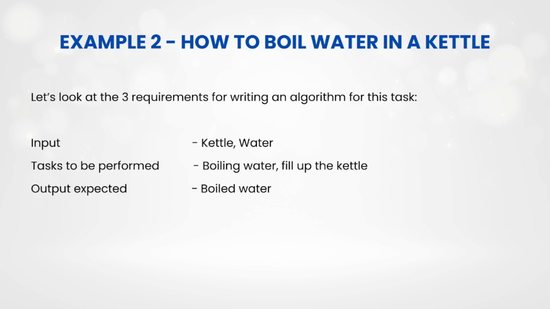Here's another example, this time with boiling water in a kettle. The input is the kettle and the water. The tasks are to fill up the kettle and boil the water, and the output is the boiled water. Again, notice how we break things down into input, task, and output. That's the structure of an algorithm.